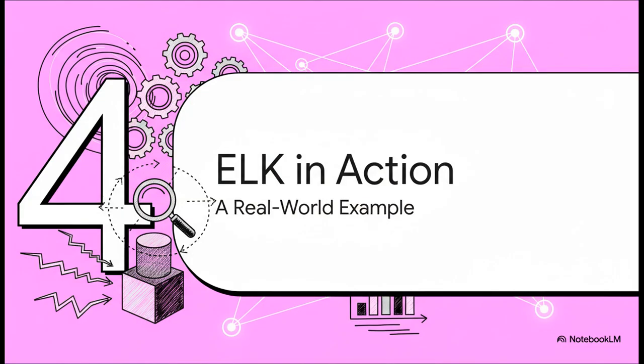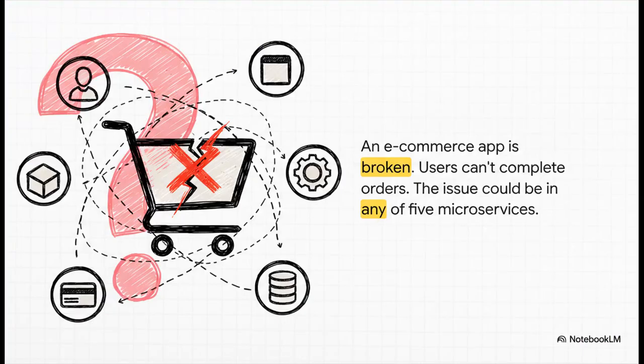Okay, so all that theory is great, but let's get real. How does this all come together in a crisis? This is where you see the magic happen. So let's jump back into that nightmare scenario. An e-commerce site is broken. People can't check out, and you're losing money every second. The app is built with microservices, so the problem could be anywhere. The user service, the product service, the API, who knows? Without a system like ELK, you're basically flying blind, just guessing where to even start looking.